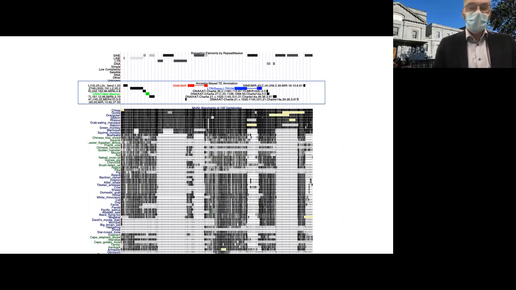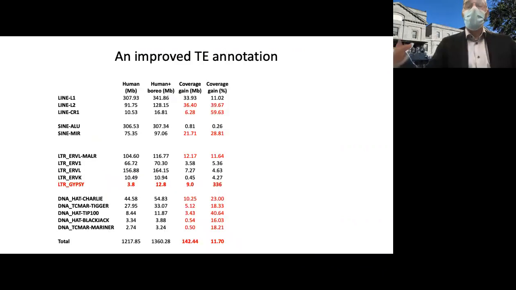And actually, we can increase quite substantially the amount of the human genome that is assigned a transposable element origin compared to what was known previously. So for example, we have a new annotation of transposable elements that covers 142 million nucleotides more of the human genome than the previous one. So that's about 10% more.